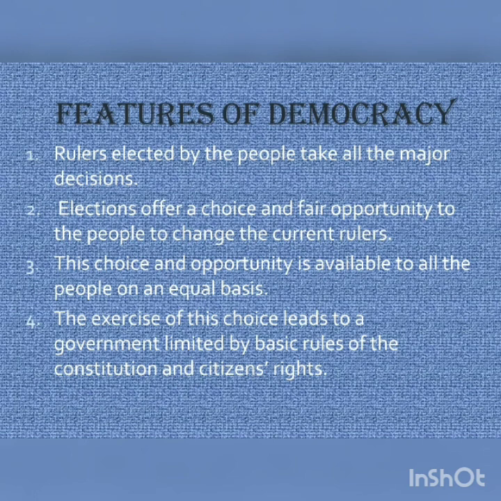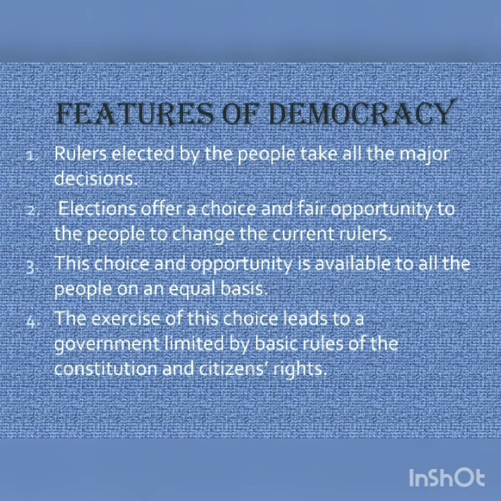That brings us to the major features of a democracy, where the first one, which we learned from the example of Pakistan, was that rulers elected by the people should take all major decisions. The second feature, which we learned from the example of China and Mexico, is that elections should offer a choice and fair opportunity to the people to change the current rulers. This opportunity should be available to all the people on a regular basis.